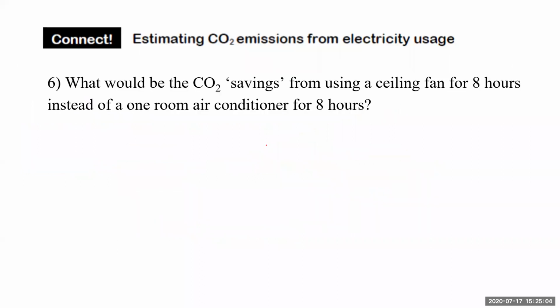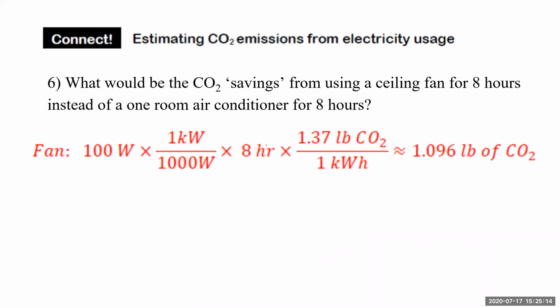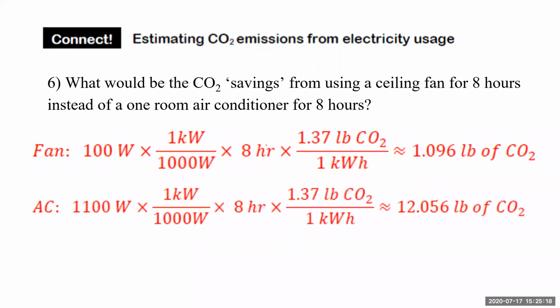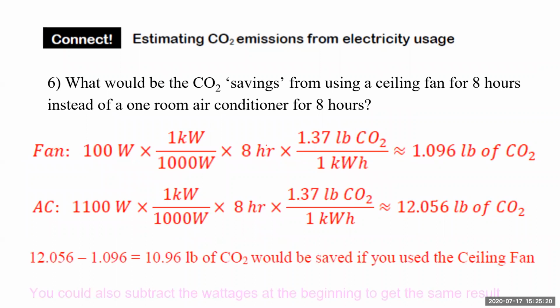Awesome. Now, what would be the CO2 savings from a ceiling fan for 8 hours instead of a 1-room air conditioner for 8 hours? So you work out these for a ceiling fan, and then you do that for AC, and then you find the difference. That should be how much will be saved from CO2.